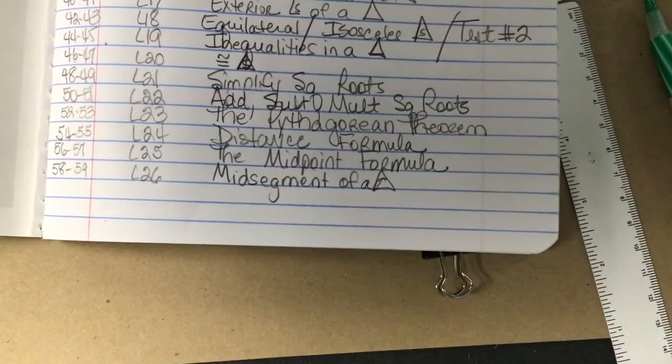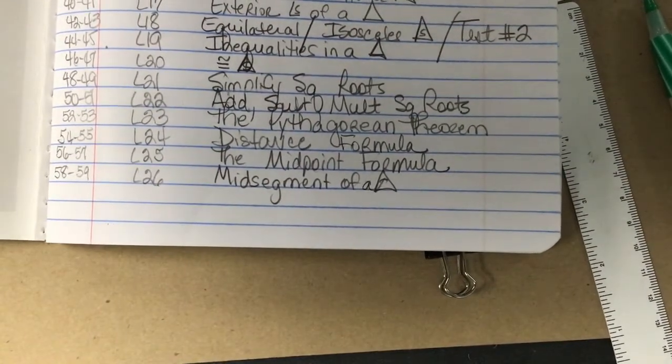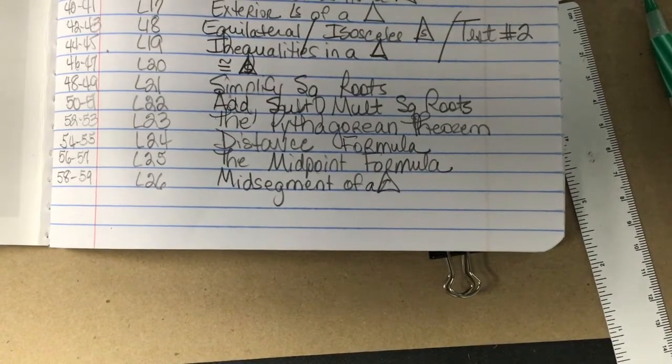Triangles, we're going to do medians, we're going to do some angle bisectors, and what they do to the triangle, and then sometimes what they do to the angles and stuff.